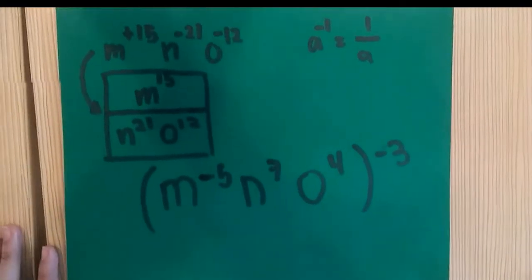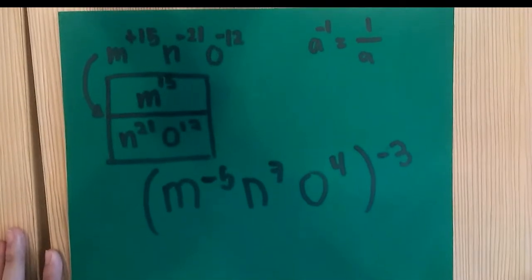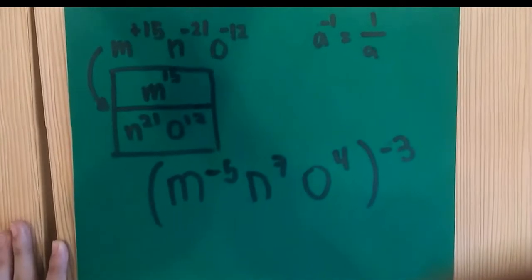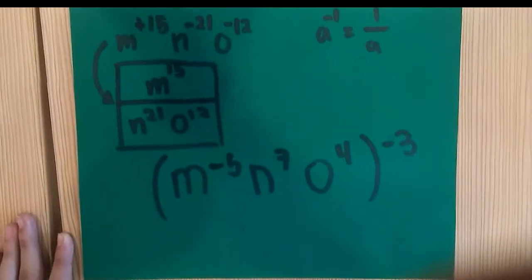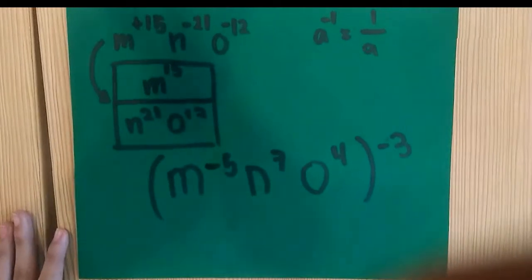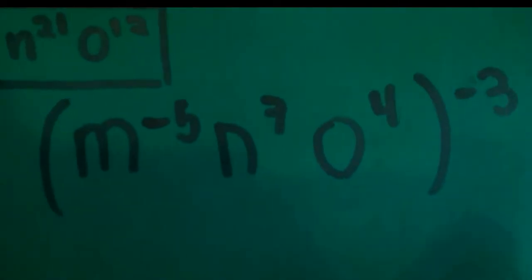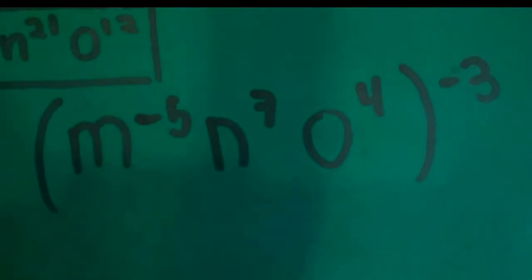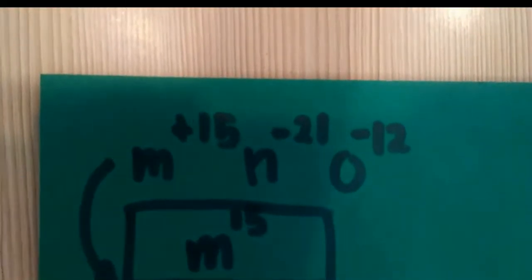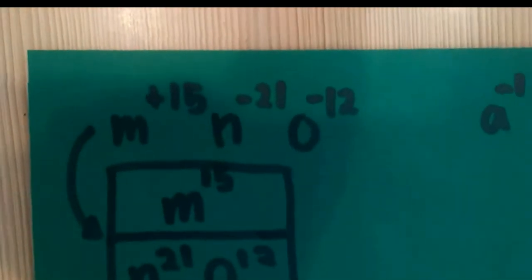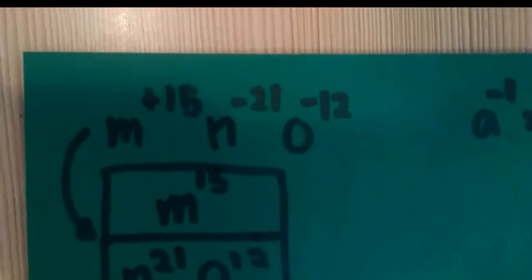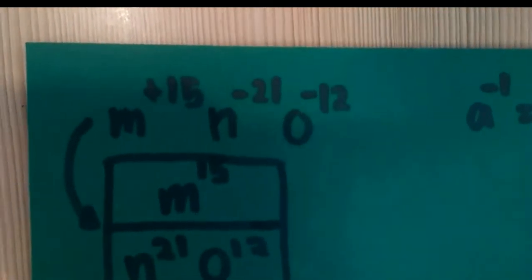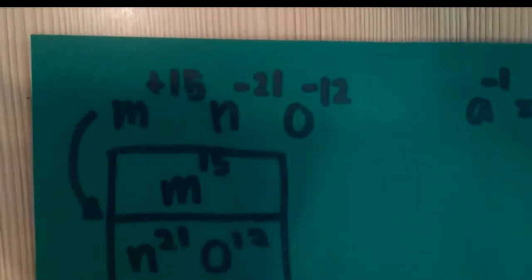Let's simplify the given: the quantity m raised to negative 5, n raised to 7, o raised to 4, raised to the power of negative 3. First, you need to distribute negative 3 to the exponent of each variable. When you distribute negative 3 to each variable, the answer should be m raised to 15, n raised to negative 21, and o raised to negative 12.